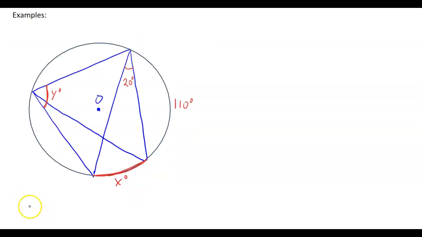Okay, let's do some examples here. We're going to solve for x and y. Well, here the inscribed angle is 20. X is the intercepted arc. Remember that the inscribed angle is half the intercepted arc. So 40 is x.